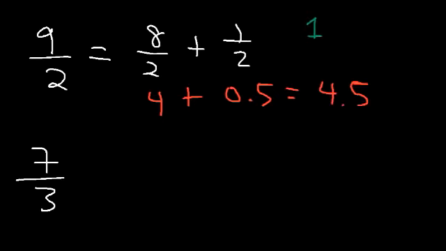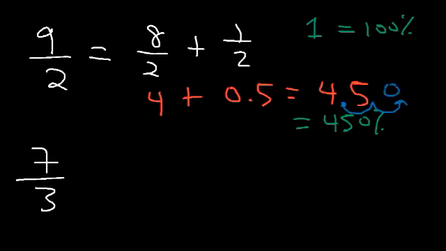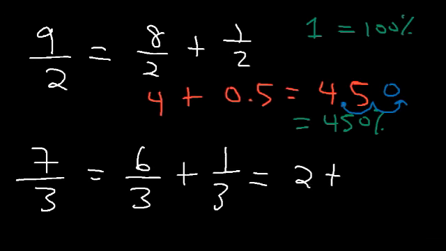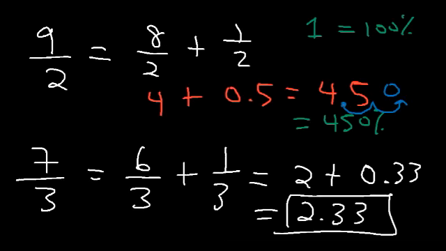By the way, as a percentage, 1 is 100%. If you want to convert a decimal into a percentage, multiply by 100. So 4.5 is 450%. A quick method is you can move the decimal point 2 units to the right, so you get 450. Now what about 7 over 3? What is that as a decimal? 7 over 3, we can break that into 6 over 3 and 1 over 3. Now we know 6 divided by 3 is 2, and 1/3 is about 0.33, so we get 2.33. As a percentage, that's 233%.